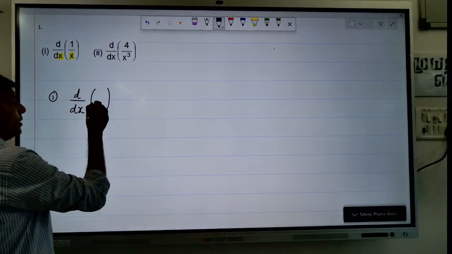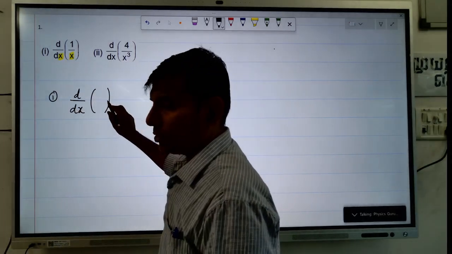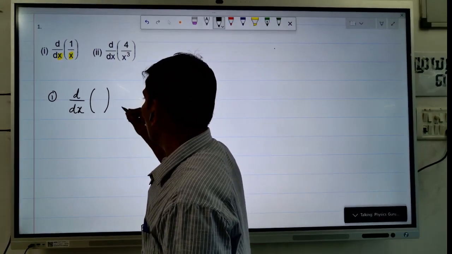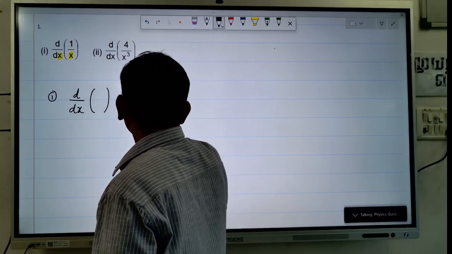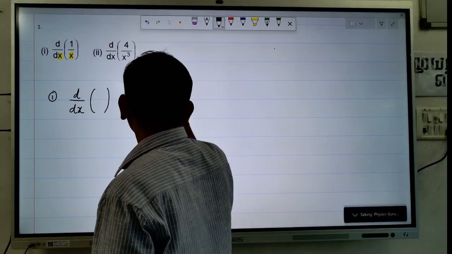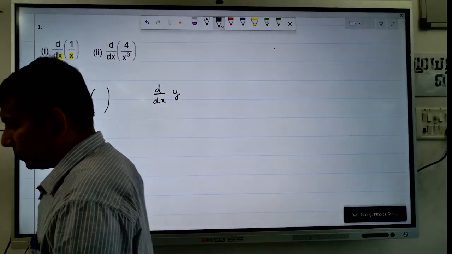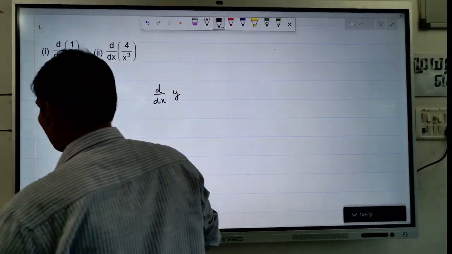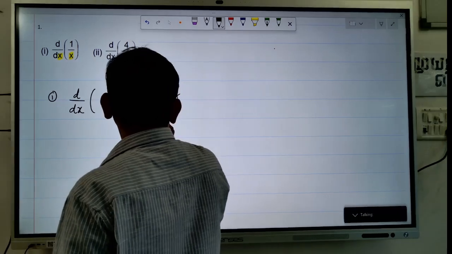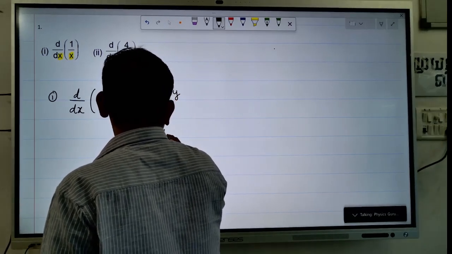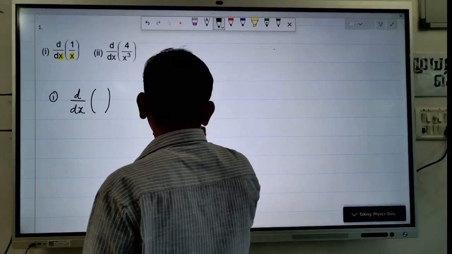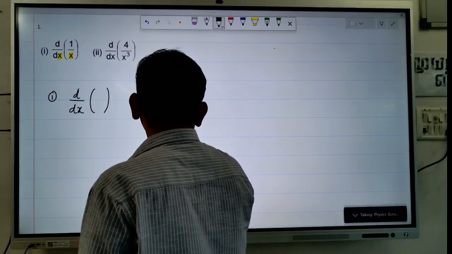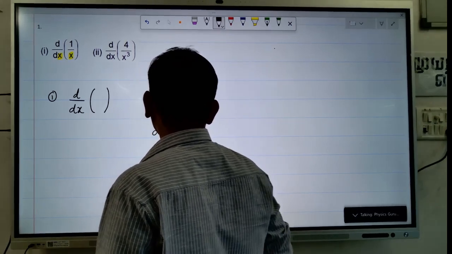And this anything inside this box, see what quantity it is. Suppose d by dx of y, d by dx of z. d by dx of, it could be a smiley, it could be anything.